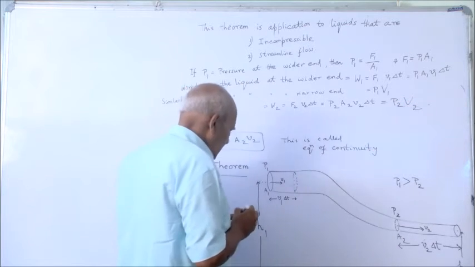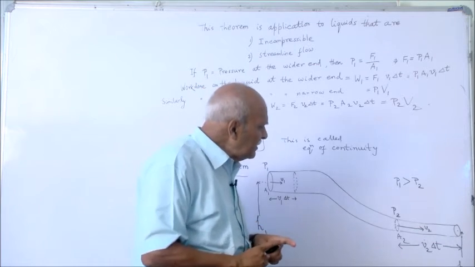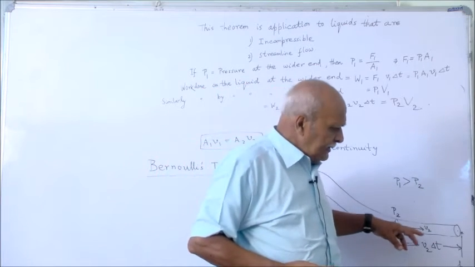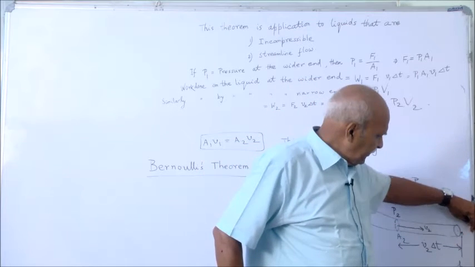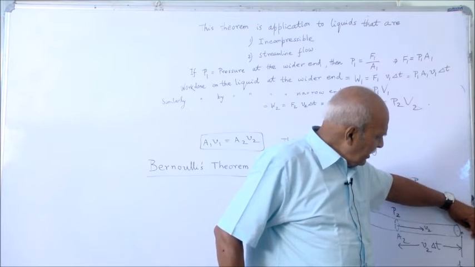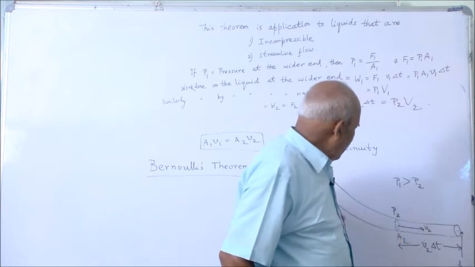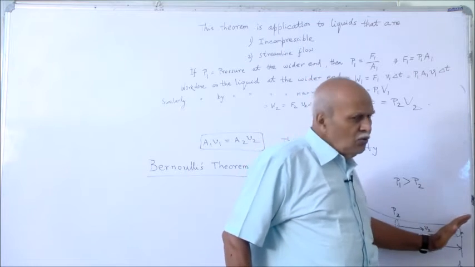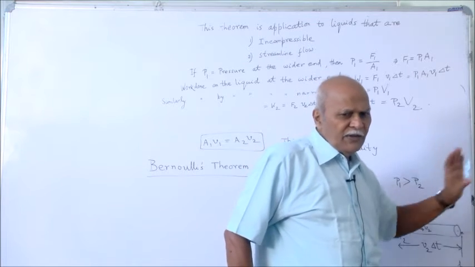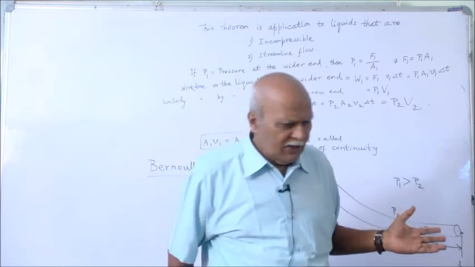Then one may think that how the liquid is able to do some work. Suppose there is a stone here. At the opening of the narrow end, there is a stone. So, when you push the liquid here, the liquid is able to displace the stone. That means the liquid is able to do some work.